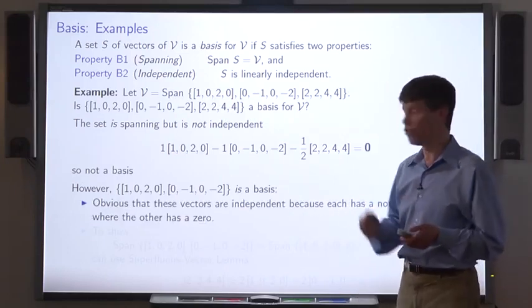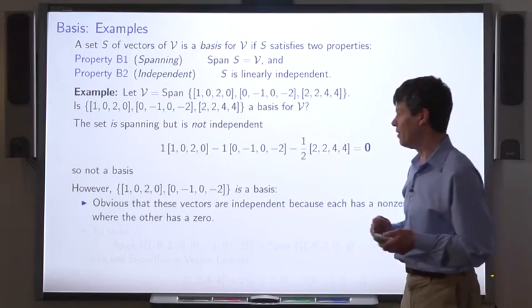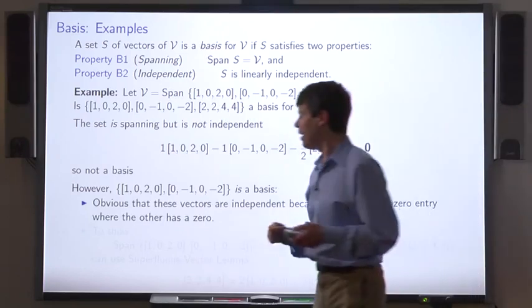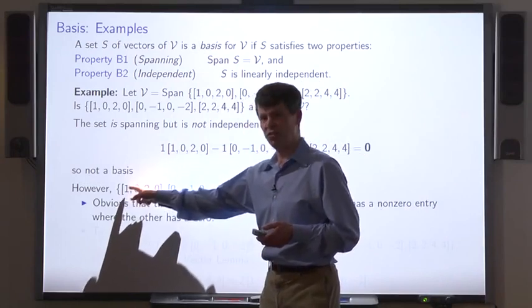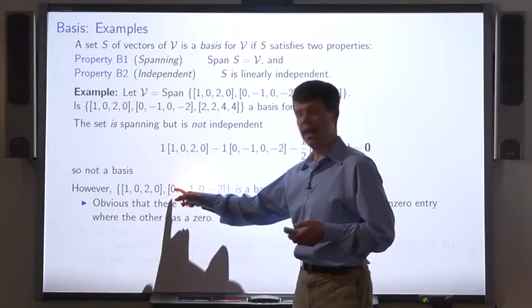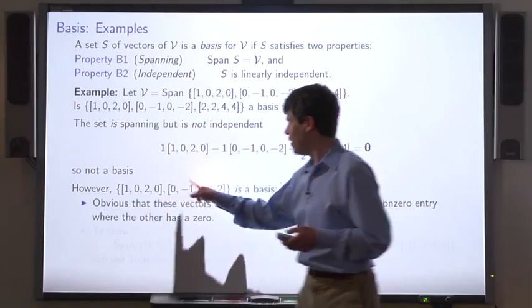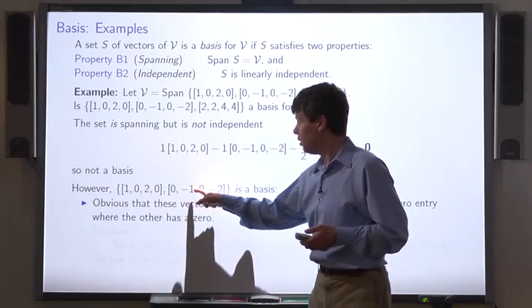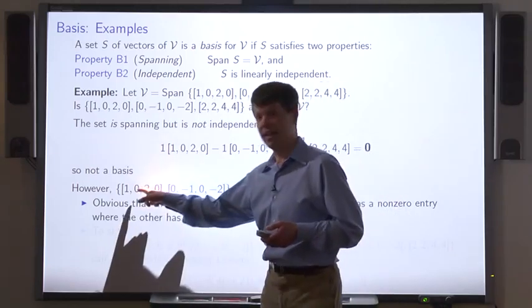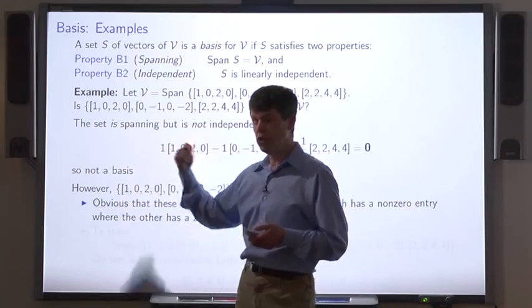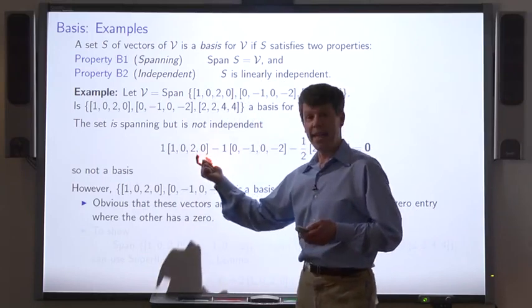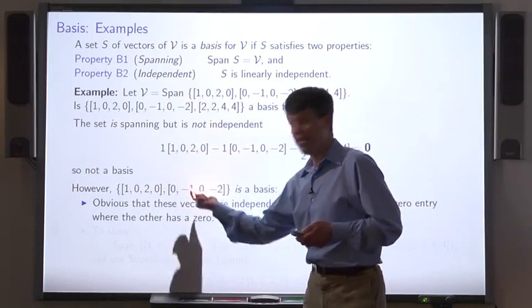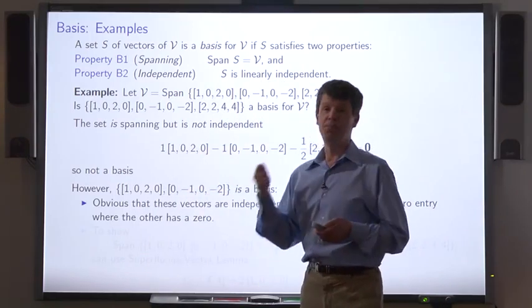It's obvious that these vectors are linearly independent because this one has a non-zero first entry, and this one has a zero first entry, whereas this one has a non-zero second entry, and this has a zero second entry. So using an argument described earlier, we can show that any linear combination that equals the zero vector must be trivial.